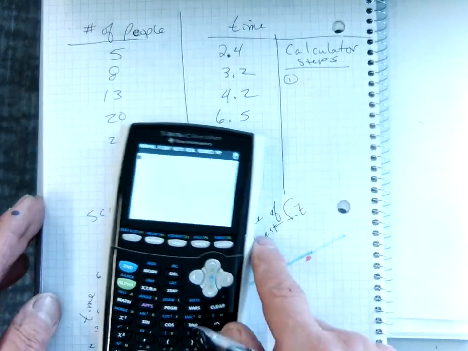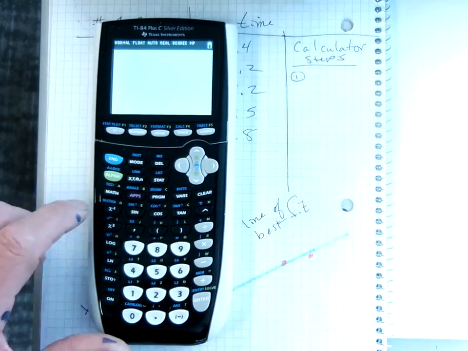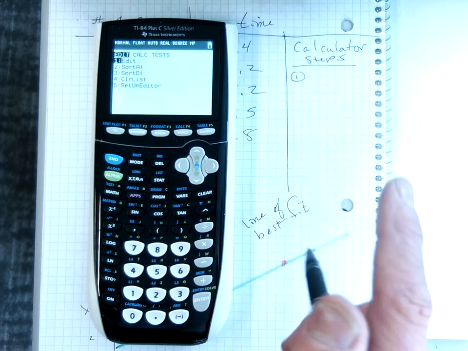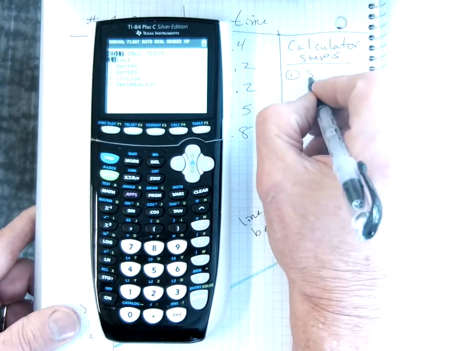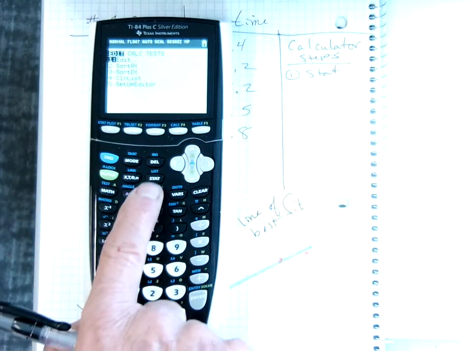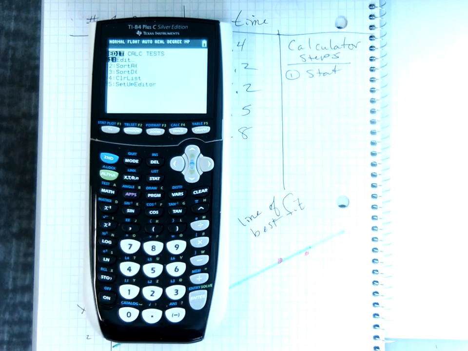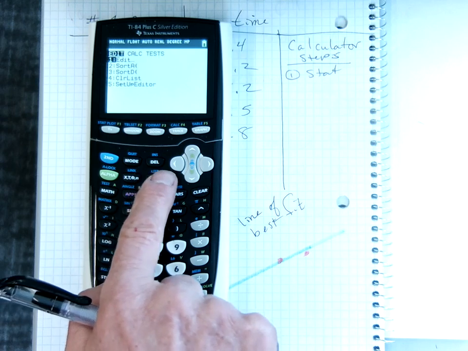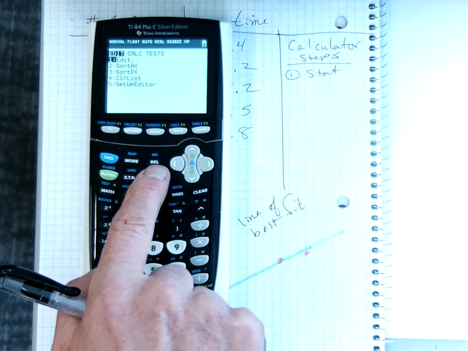So I want you to find what we call the stat button. So the stat button is right there. You guys see the stat button? So step 1, push stat. So I push that button right there. And we push stat. Where is it? Stat's right there. See where my finger is? Stat's right there.